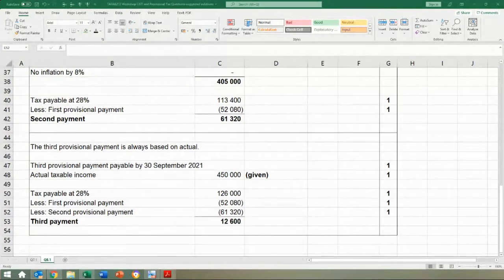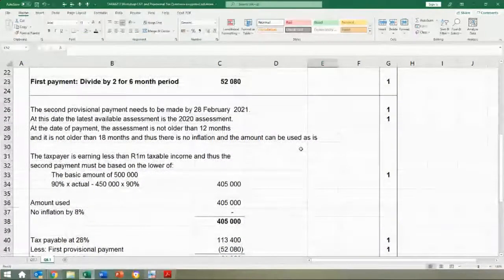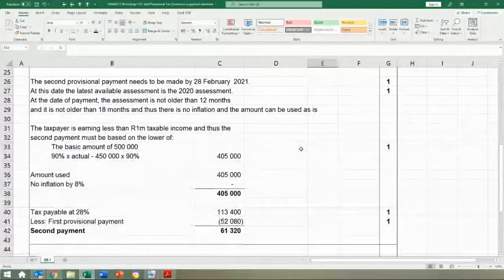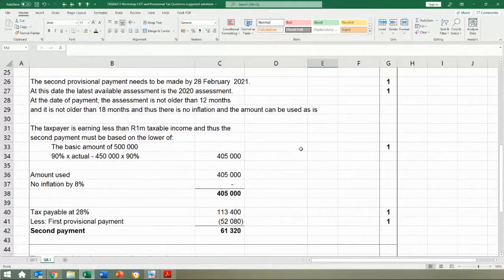Okay. I just wanted to know the calculation for the second provisional tax. Do we add the 8%, or do we not? Is it only for the first provisional tax? Okay, so for this first provisional payment, sorry. Okay, so it depends on which assessment you are going to use.